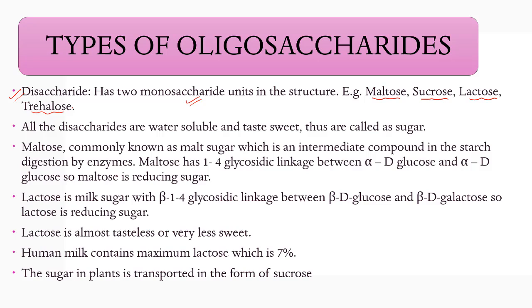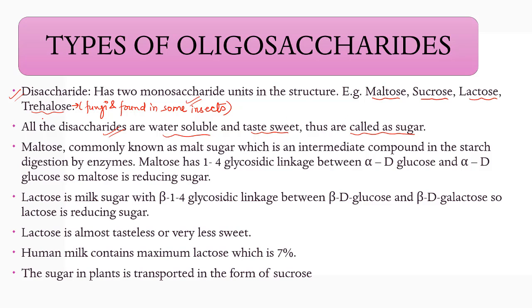Trehalose is found in some of the fungi and the hemolymph of some insects. Okay, so please remember, trehalose is found in some of the fungi and in some insects. All the disaccharides are water soluble and taste sweet. Thus, they are called sugars. All the disaccharides are water soluble and have a sweet taste.